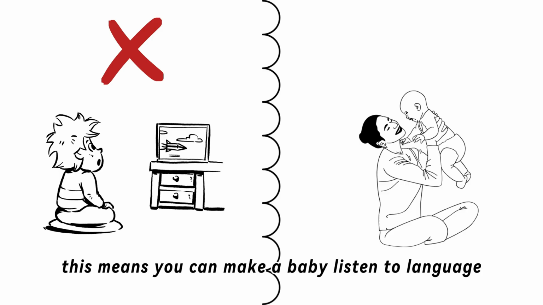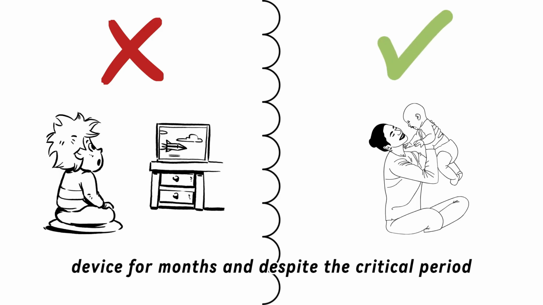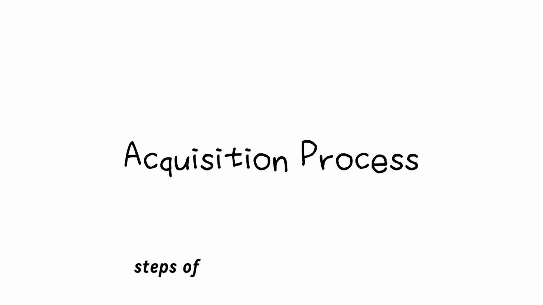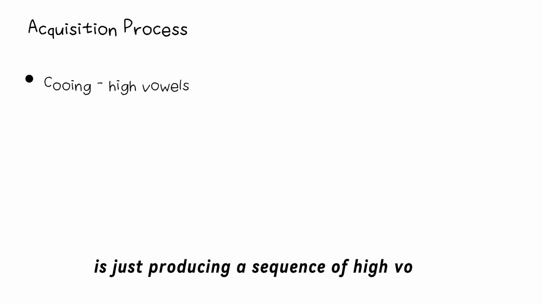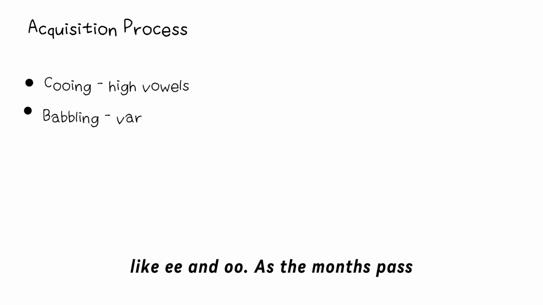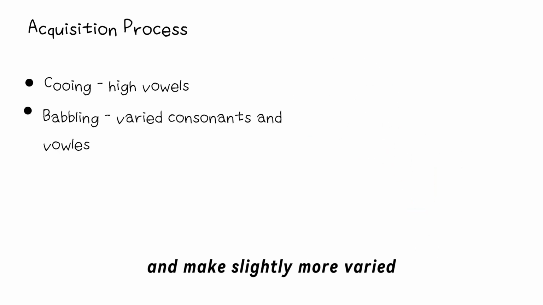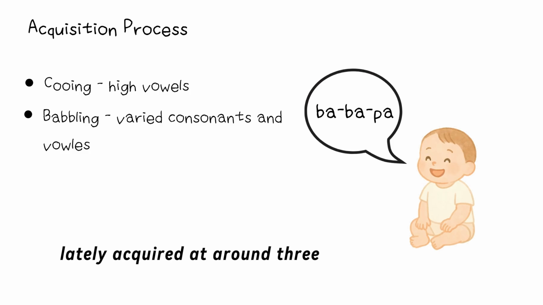This means you can make a baby listen to language via any device for months, and despite the critical period, they'll pick up nothing. But let's briefly go over the most notable steps of what the acquisition process can actually look like. Babies begin by cooing, which essentially is just producing a sequence of high vowels like E and U. As the months pass, they discover their oral anatomy more and make slightly more varied vowel and consonant sounds, with affricates and liquids being the most lately acquired at around 3.5 to 5 years old.